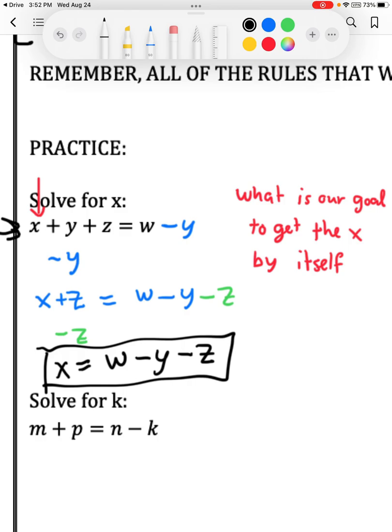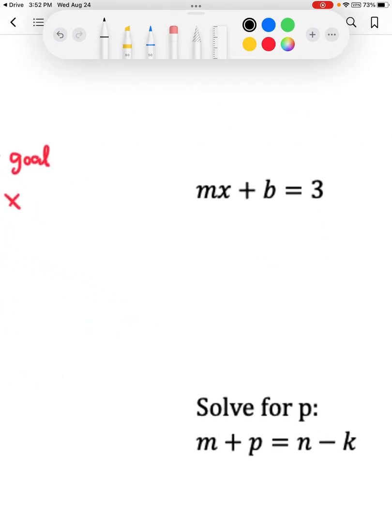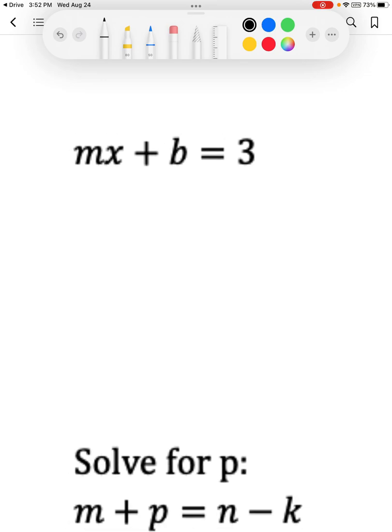We cannot simplify it any further. There's nothing else to do. We have met our goal, which was to get the x all by itself, and even though we didn't get a single answer for our answer, this is what we are looking for. So let's go ahead and try another example.